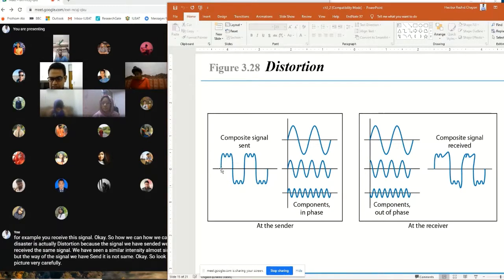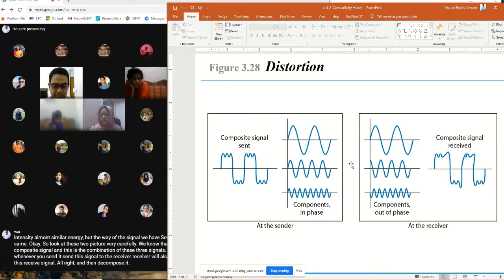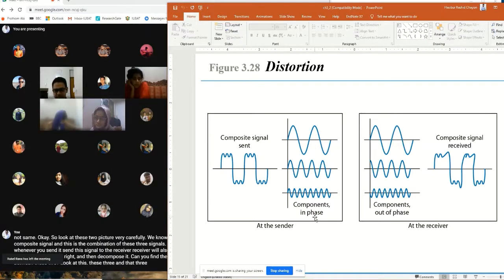We know that this is the composite signal, and this is the combination of these three signals. Whenever you send this signal, the receiver will also decompose this received signal. Can you find the difference between these two? Look at this one and that one. That is in the sending part, that is in the receiving part.